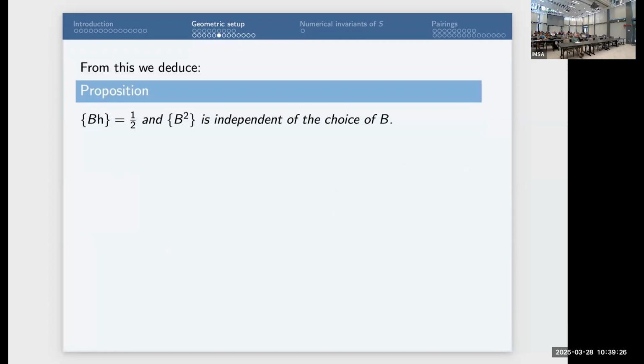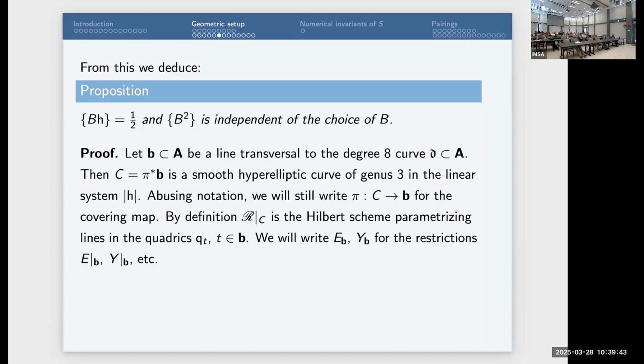So from this we deduce the following proposition, claim that the fraction part is actually a half. And for now, let's just say that the fraction part of this choice is also independent of the choice. And we'll next want to get that in this. Let me just give you the idea of this.